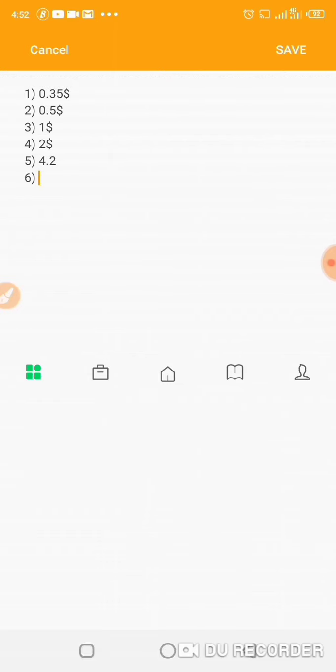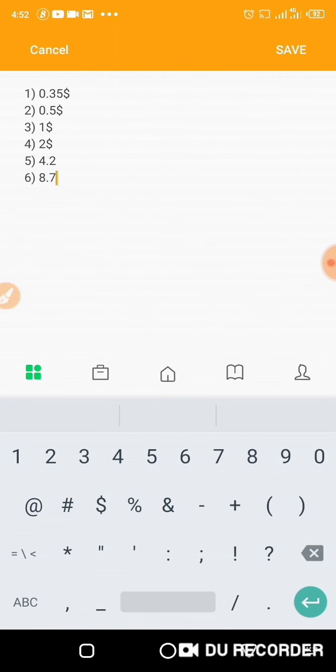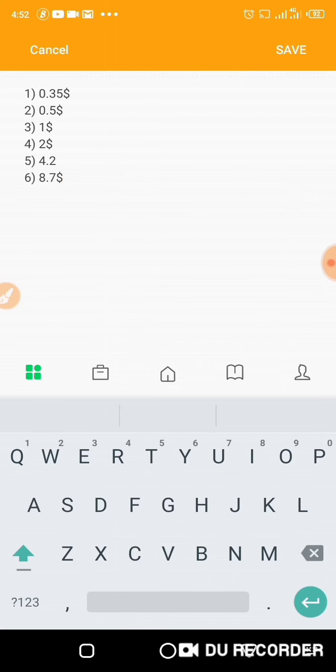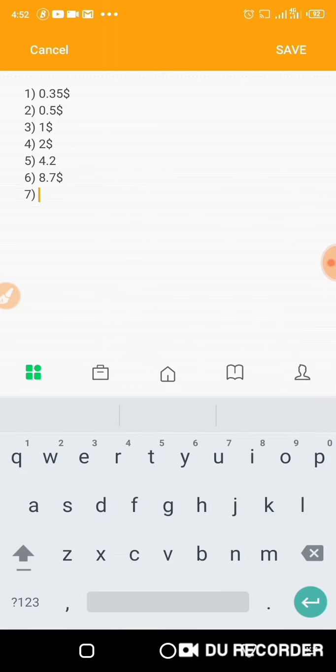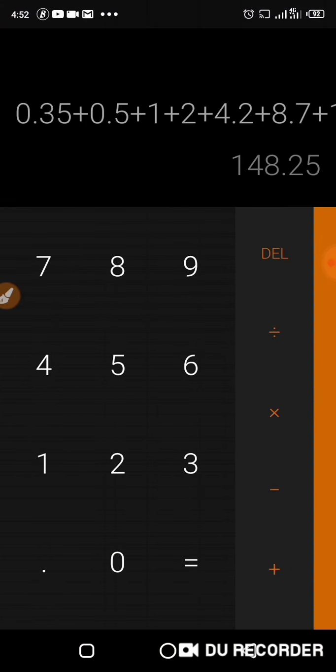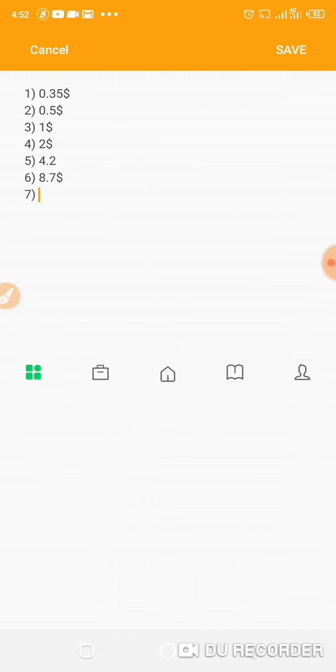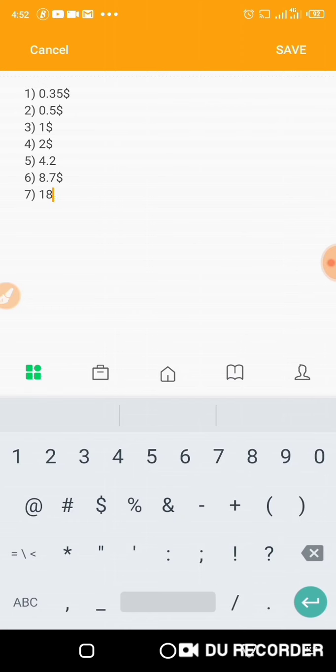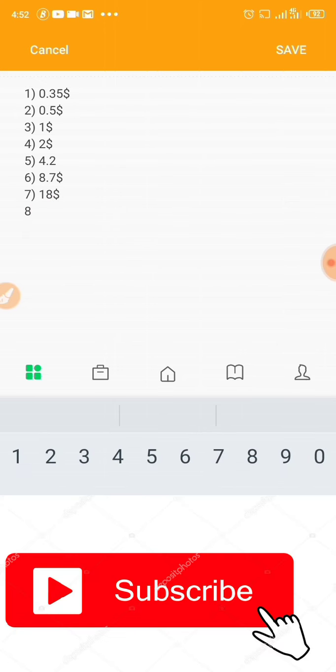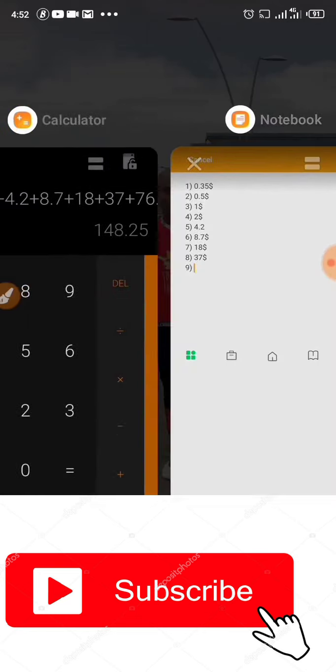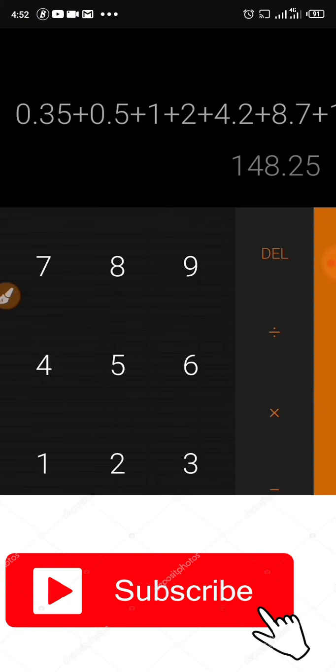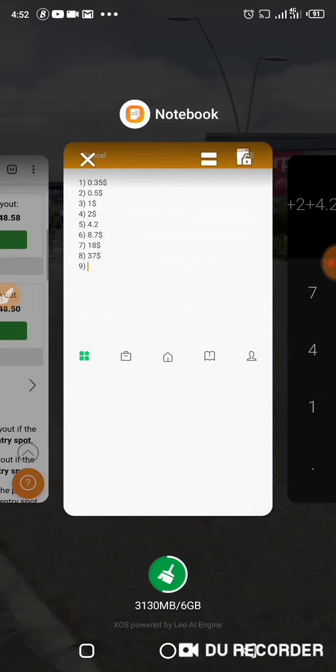The sixth martingale was 8.7 dollars, while the seventh martingale was 18. From $18 we went to 37 dollars. And the ninth martingale here we went to 76.5.